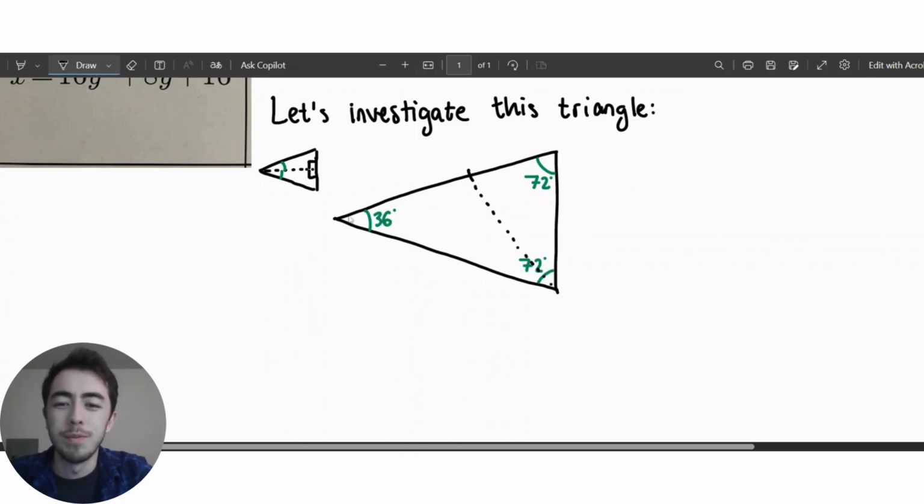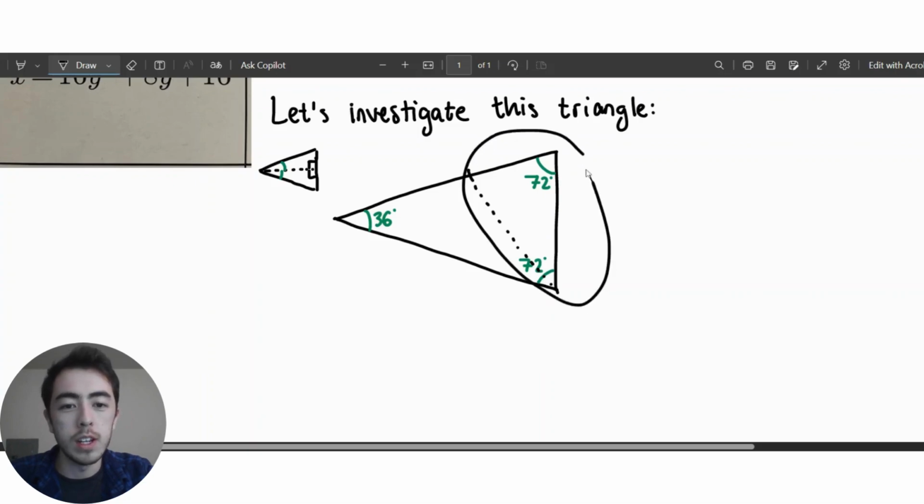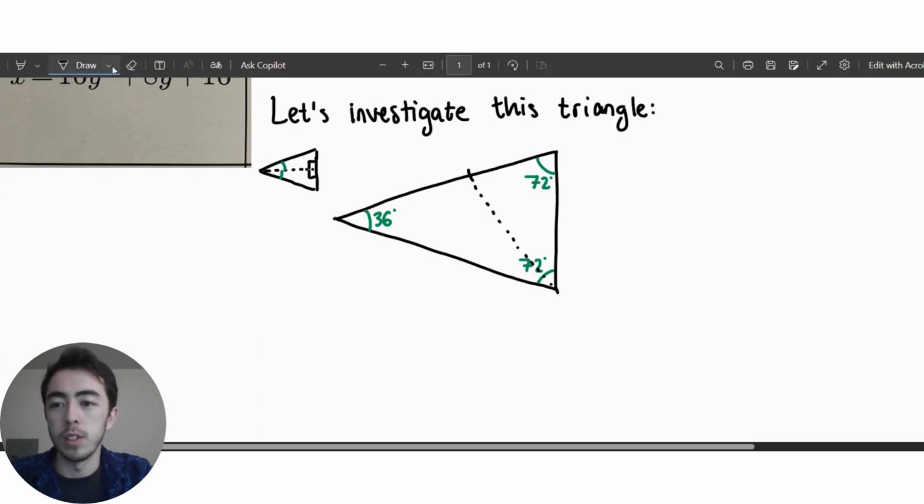And hold on, 36 degrees was kind of already in my diagram. I think I made some similar triangles. That means I have two triangles where the angles are the same, but the only difference is the size. I've scaled one up or scaled one down. So here I have a large 36, 72, 72 triangle. And then this one right here is a smaller 36, 72, 72 triangle. And with similar triangles, I can set up some proportions.